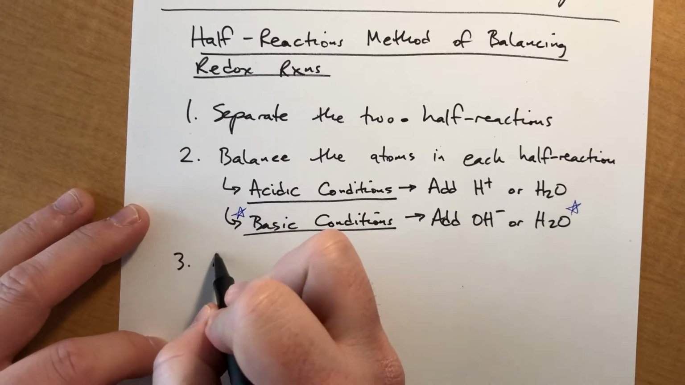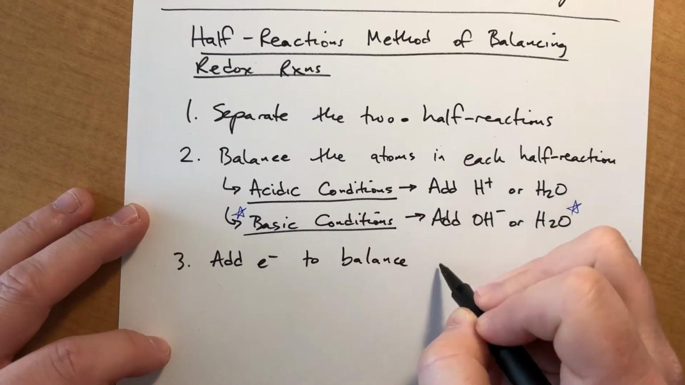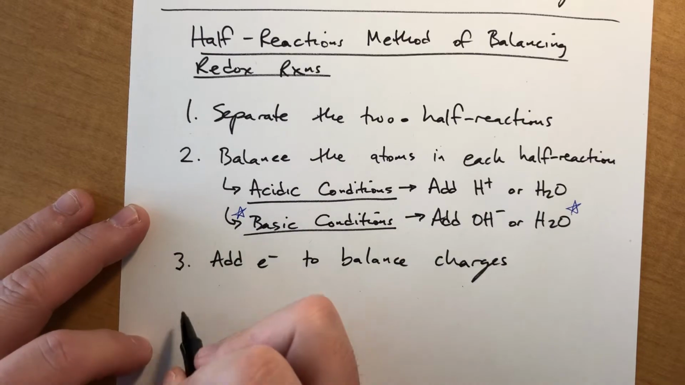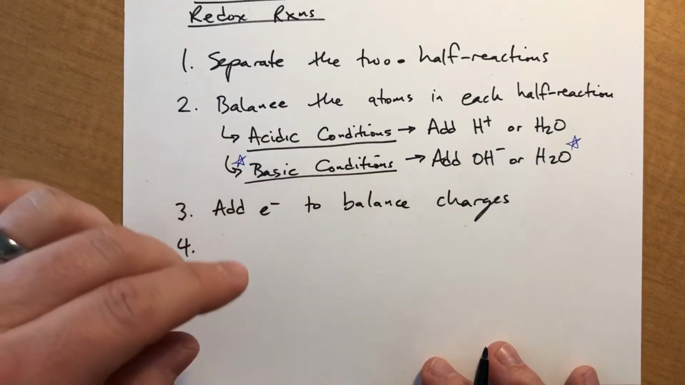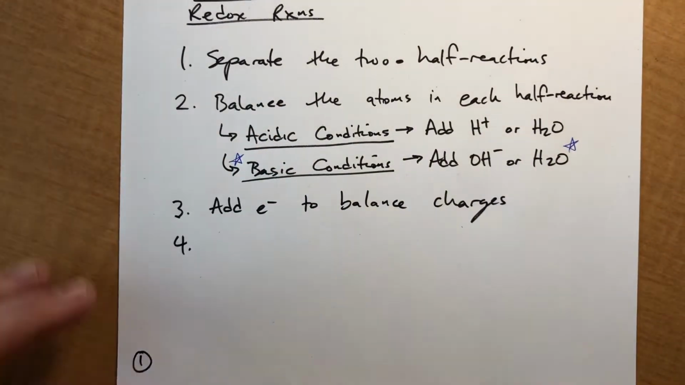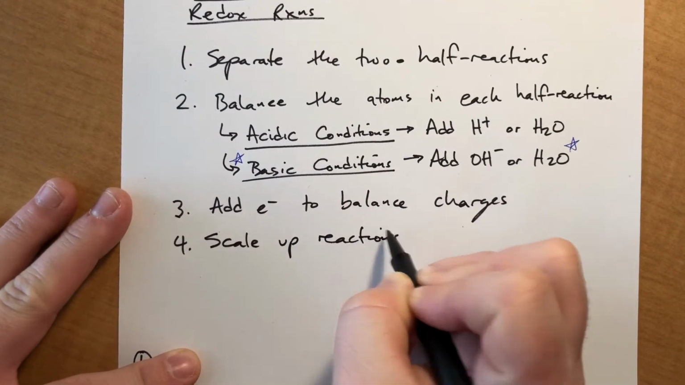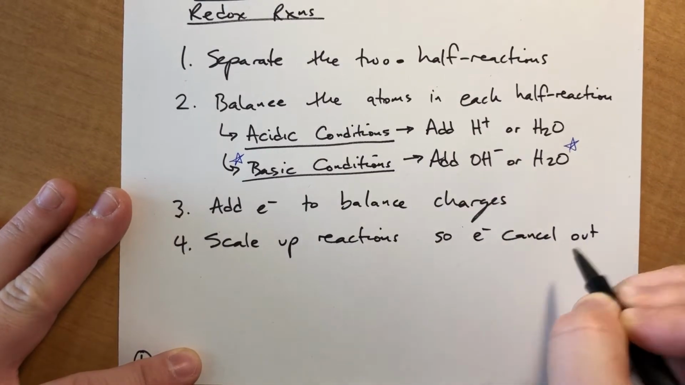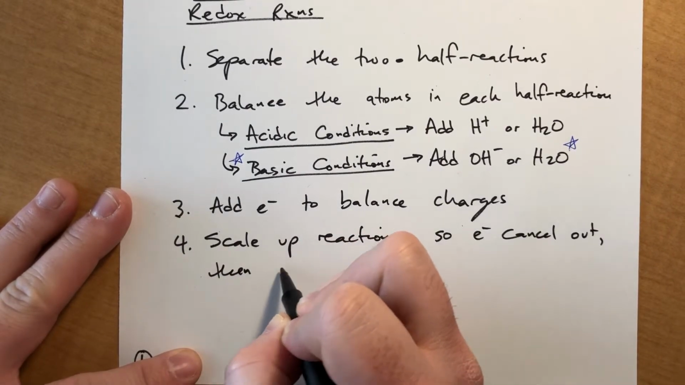So step 3 is you can add electrons to balance the charges of the reactions. It's pretty easy as long as you're diligent and careful. Step 4, what you do is you take however many electrons are in one half reaction, however many electrons are in the other half reaction, and you scale them up so they can cancel out, and then you combine the two reactions. So scale up the reactions so the electrons cancel out. Then combine and simplify.